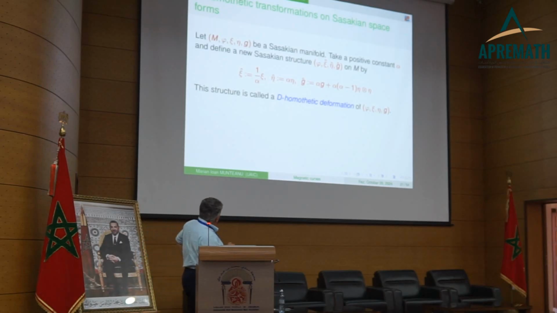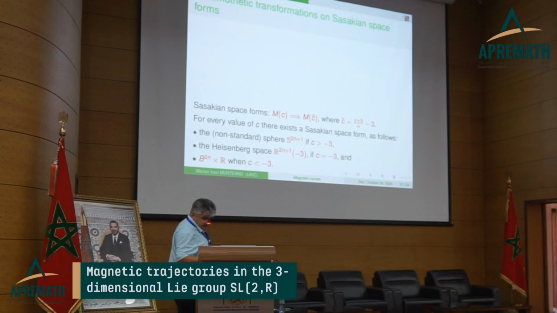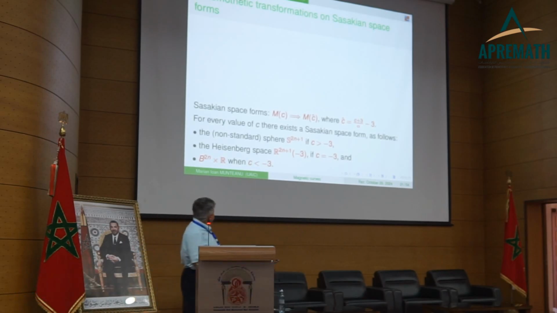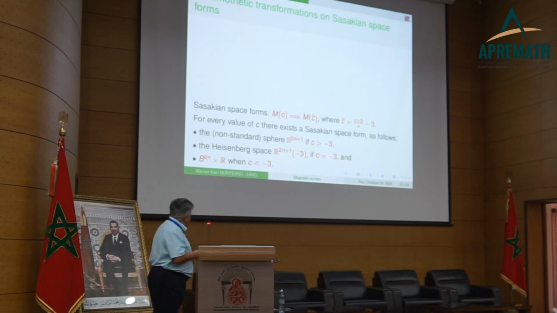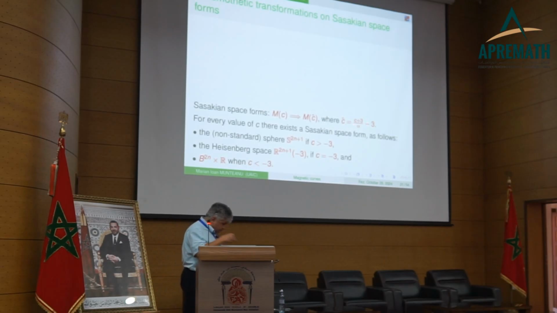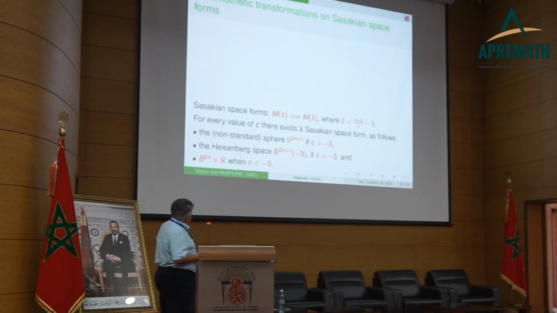So first, let me recall the definition of a D-homothetic transformation of the Sasakian structure here. So if we have phi, psi, eta, g, we modify this structure in this manner, where alpha is a positive constant. A Sasakian space form is a Sasakian manifold whose phi-sectional curvature is constant. And if we make a D-homothetic transformation of a Sasakian space form, we still obtain a Sasakian space form, and this is how the curvature changes. Okay, so this alpha will be used a little bit later.